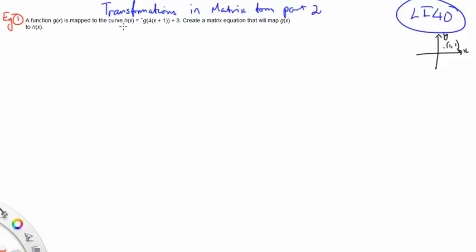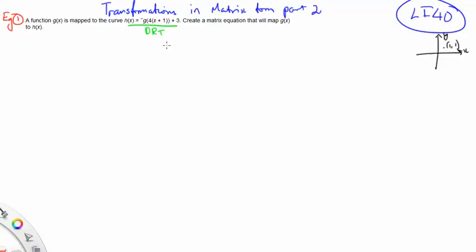So this is question 9 from the exercise, and I've chosen this question on purpose because it combines a lot of the concepts with previous concepts of DRT and how we learned that. So a function g of x is mapped to the curve h of x. So we're going from g of x to h of x via some transformations. And what the question wants us to do is create a matrix equation that will do this. So it's shown us how to do it here with DRT.